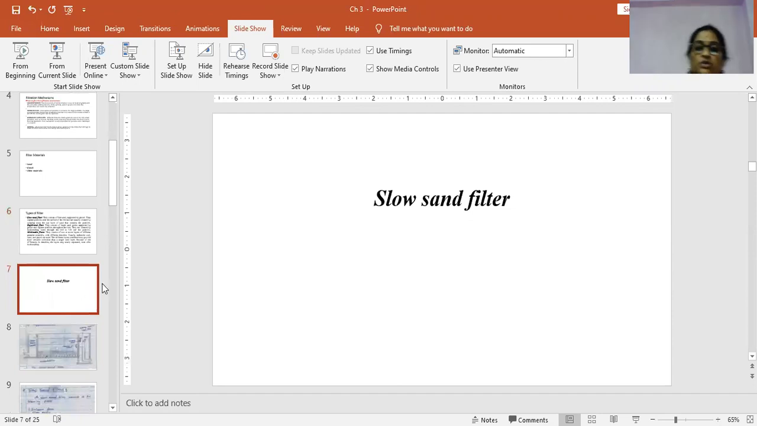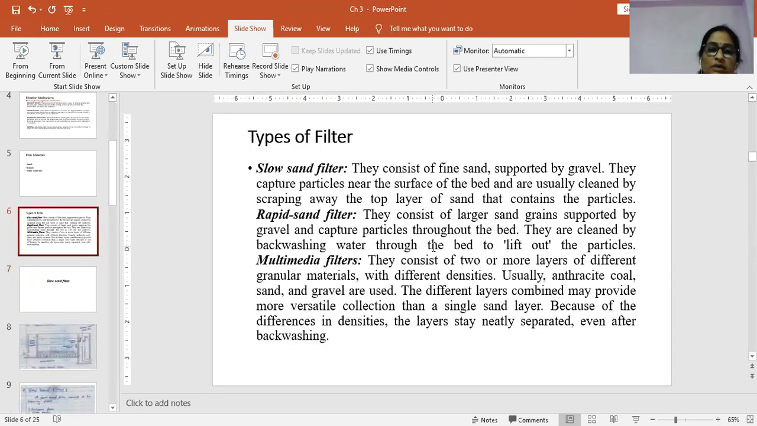Next we are going to see the first one, the slow sand filter. Simply write down the types of filter: slow sand filter, rapid sand filter and multimedia filter. Don't write the details, only the titles, please, fast. Then we'll proceed to the next point. Written? May I proceed? No, ma'am. Okay, only write down the titles.